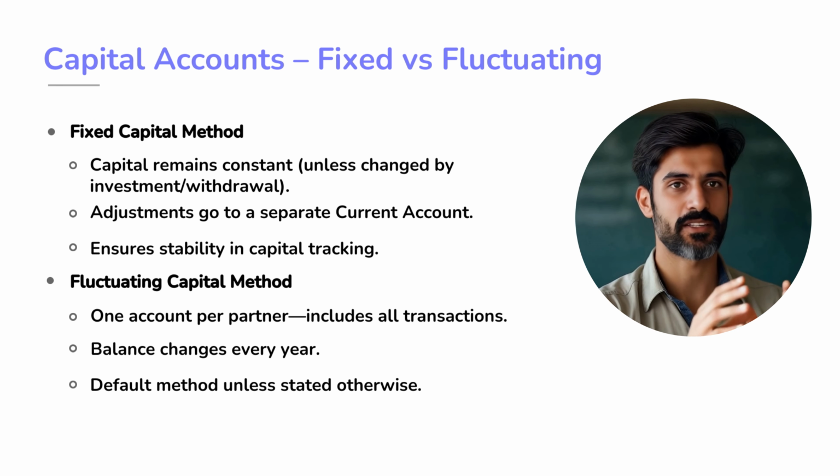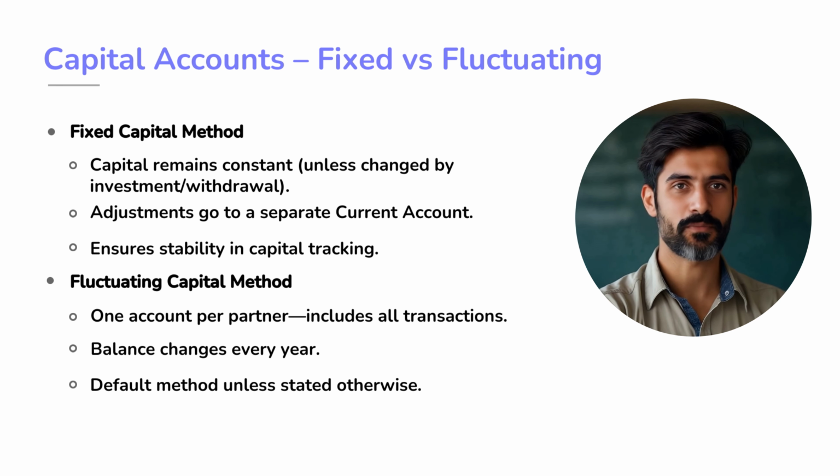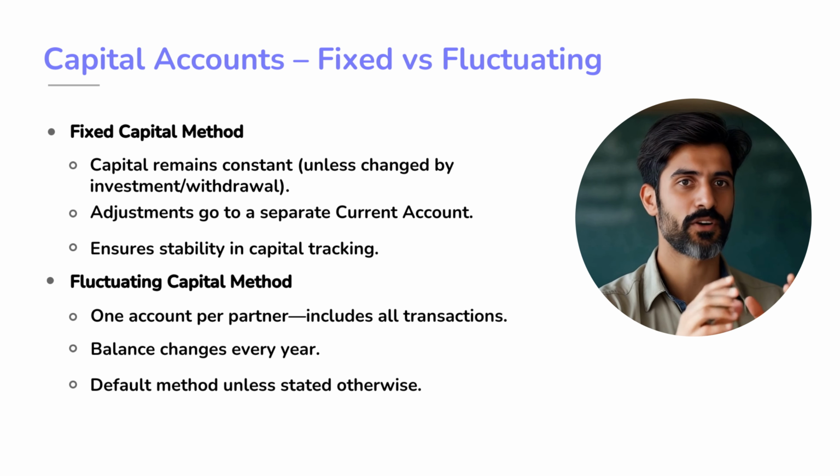Fluctuating capital method. This one's more dynamic. Each partner has just one account. Profits, drawings, interest, everything goes in here. As the name suggests, the balance fluctuates year to year.